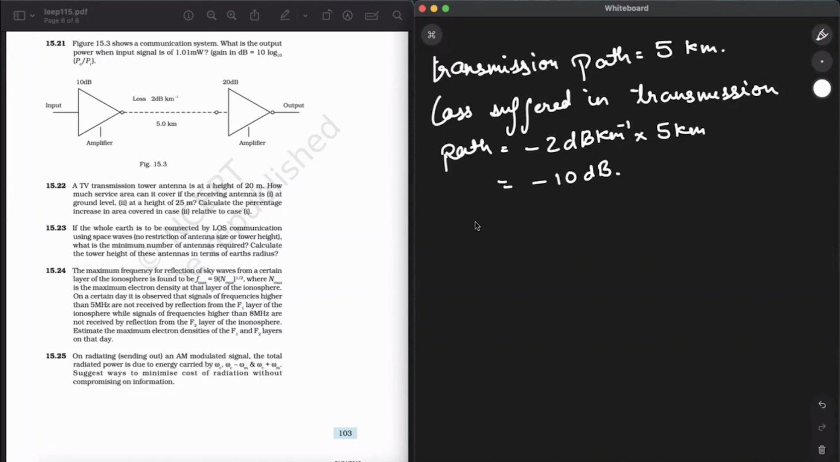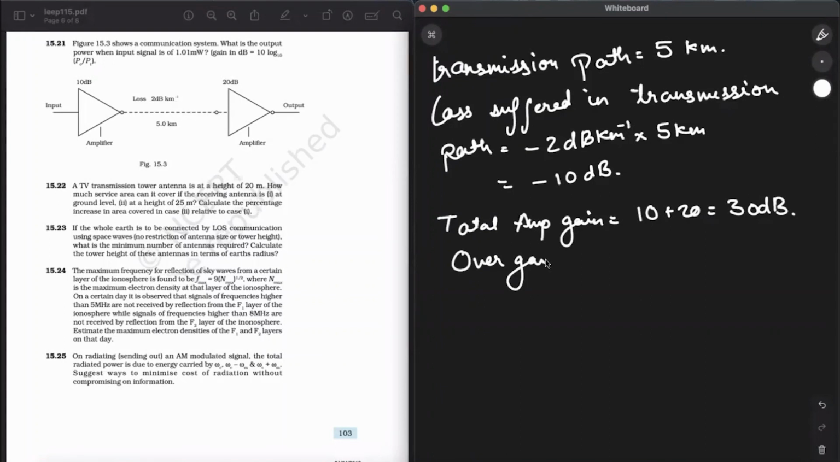Alright. Now, what will the amplifier gain be? Total amplifier gain is 10 plus 20, which is equal to 30 dB. Okay. Overall gain of the signal is thirty minus 10. It is 20 dB.